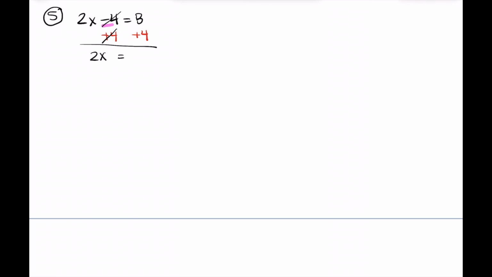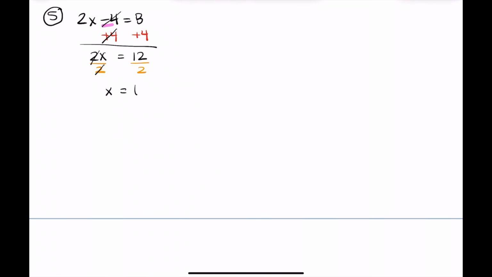We have one more step here. The 2 is being multiplied by the x, so we have to get rid of that to isolate our variable. So we will divide by 2 on both sides since division is the inverse of multiplication. When I divide by 2, our left-hand side would just be x, and we know that 12 divided by 2 gives us 6. So our answer for number 5 will be x equals 6.